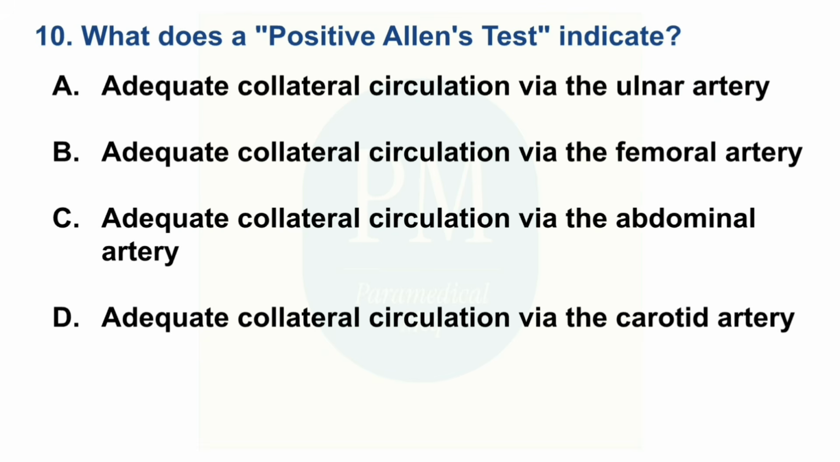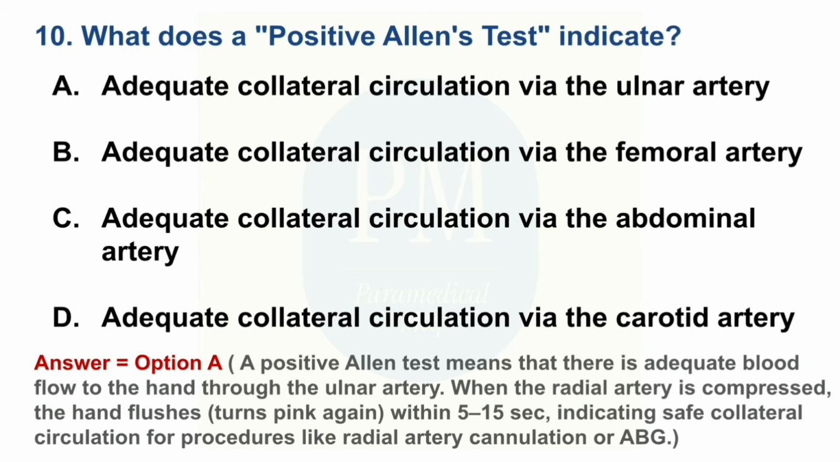What does a positive Allen's test indicate? Option A, adequate collateral circulation via the ulnar artery; option B, via the femoral artery; option C, via the abdominal artery; option D, via the carotid artery. The correct option is option A, adequate collateral circulation via the ulnar artery.